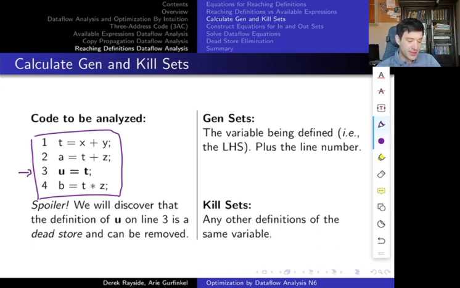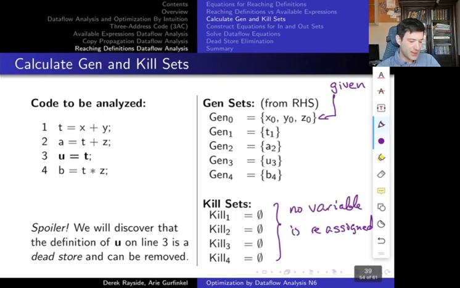So we need our gen sets and kill sets. Our gen sets here are variables being defined, which are basically these for each individual statement. And a kill set is any other definition of the same variable. So if we reassign, for example, B, then we kill all previous definitions of B. If we reassign A, then we kill all previous definitions of A.